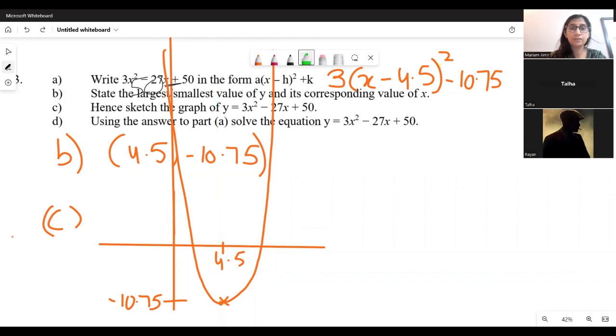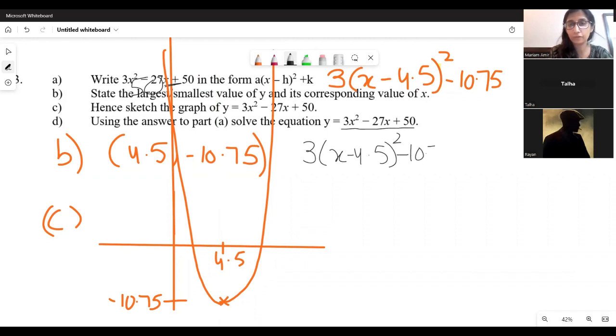Okay, part D says using your answer to part A, solve this equation. So we can't solve this directly. We have to change its form to 3(x minus 4.5) whole square minus 10.75 equals 0.